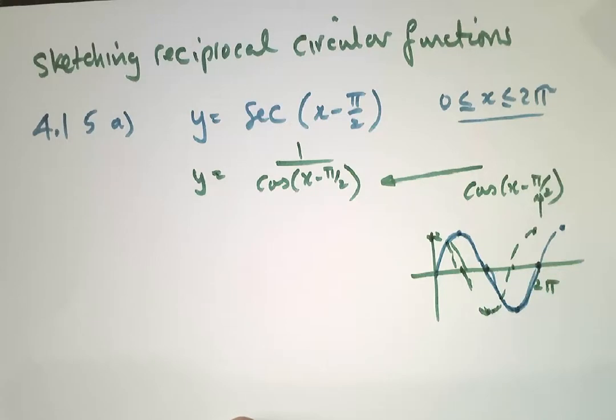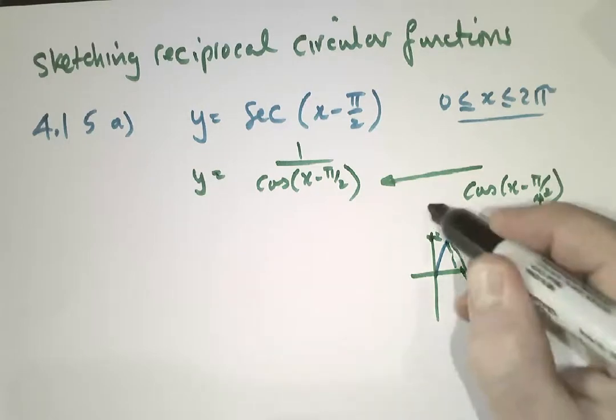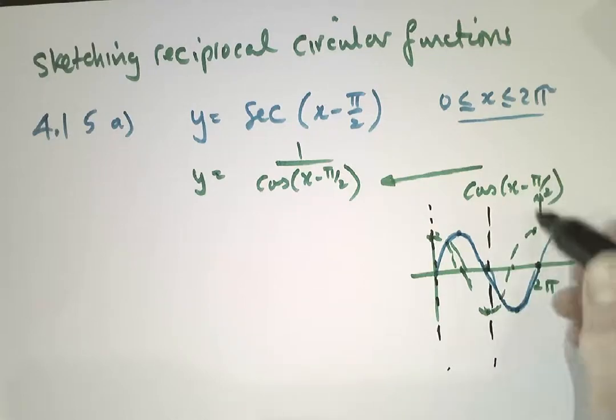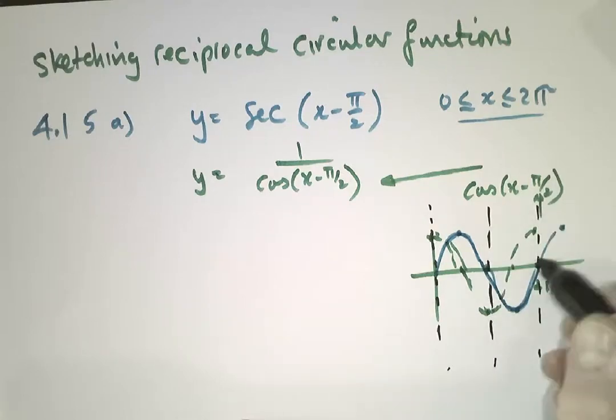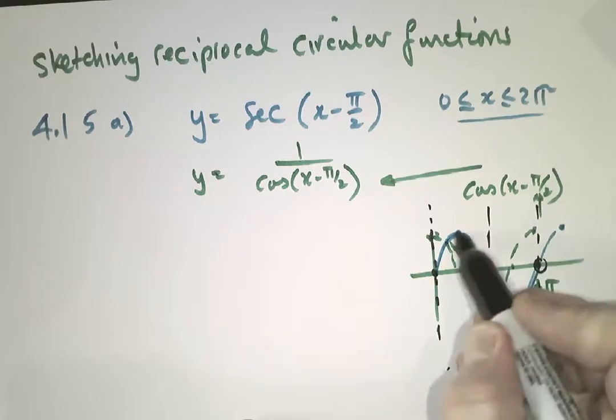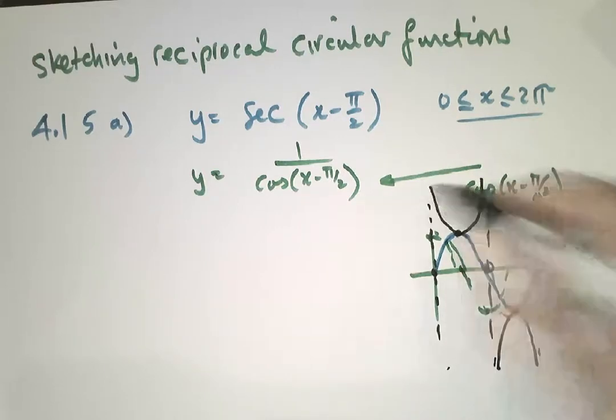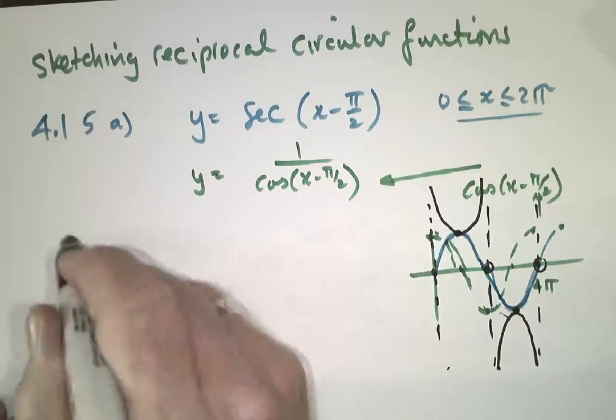What would the reciprocal of that look like? This, which will have an asymptote here, here, and here, because that's where the curves equal 0. Therefore, 1 on 0 will be undefined. 1 will be at 1, negative 1 will be at negative 1. So we'll end up with curves that look like that. Okay, so what does the final product look like?